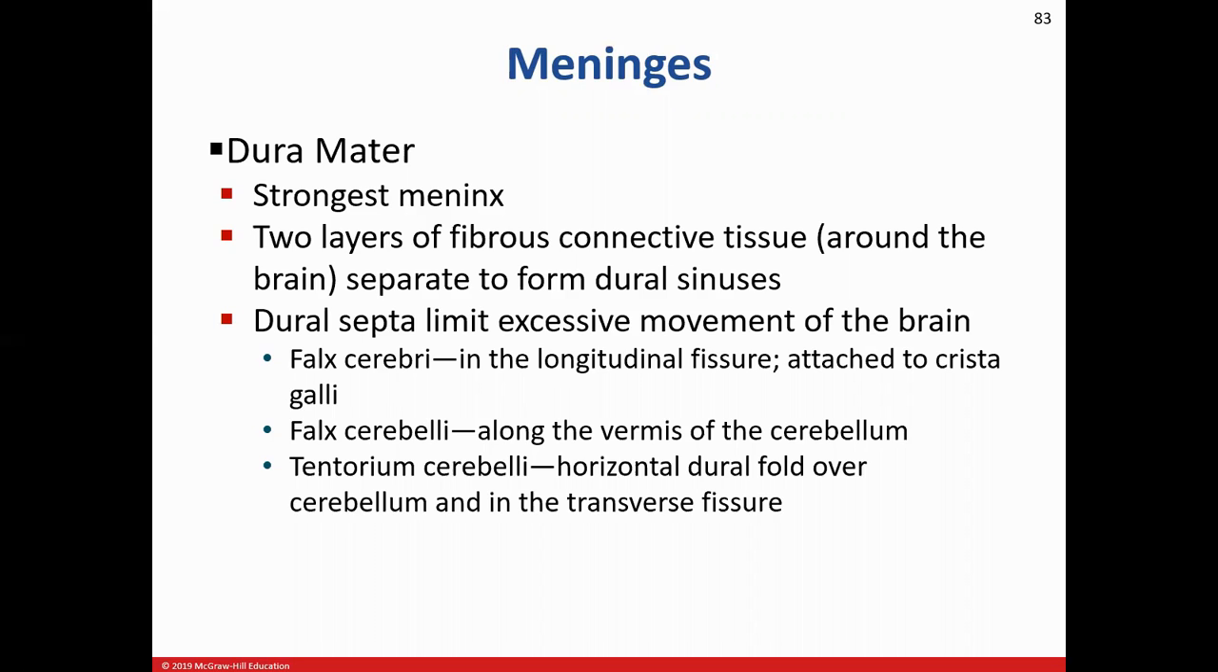Our second part of dural septa is going to be the falx cerebelli. And it's going to be located along the vermis of the cerebellum. And our last one is the tentorium cerebelli. And these are the horizontal dura, and they actually fold over the cerebellum and are within the transverse fissure of the brain.